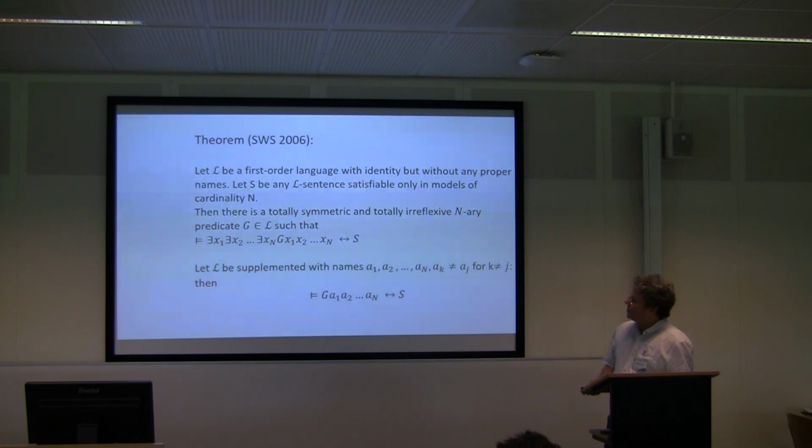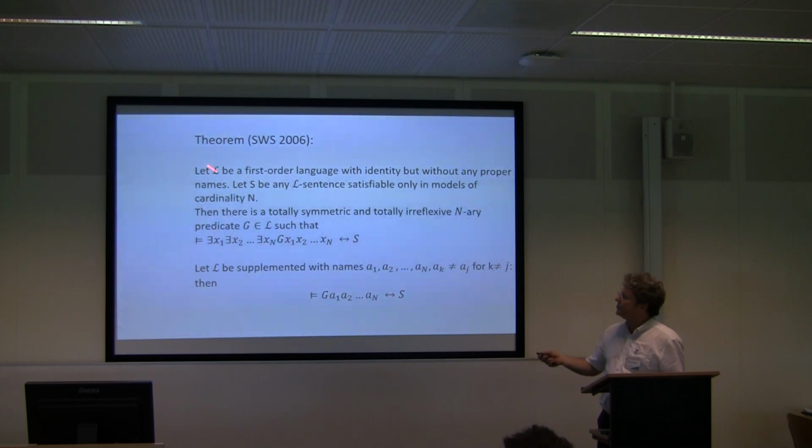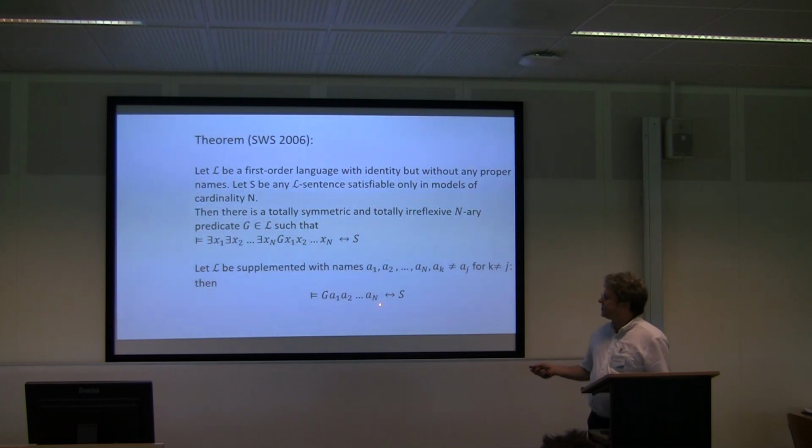And this thing, of course, will be invariant under permutations. But if you did supplement L with names, keeping S without any names, so you introduce names and let them all name distinct things, then this is actually equivalent. So I've got any sentence at all with definite cardinality of the models in which it's true, but otherwise it would be any sentence in predicate calculus. And it is true if and only if this predication is true, where this thing is totally symmetrized and totally irreflexive.